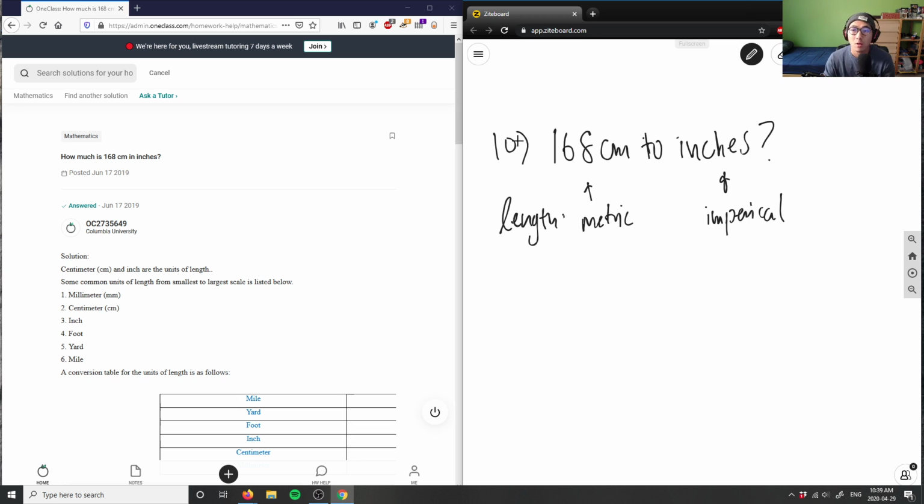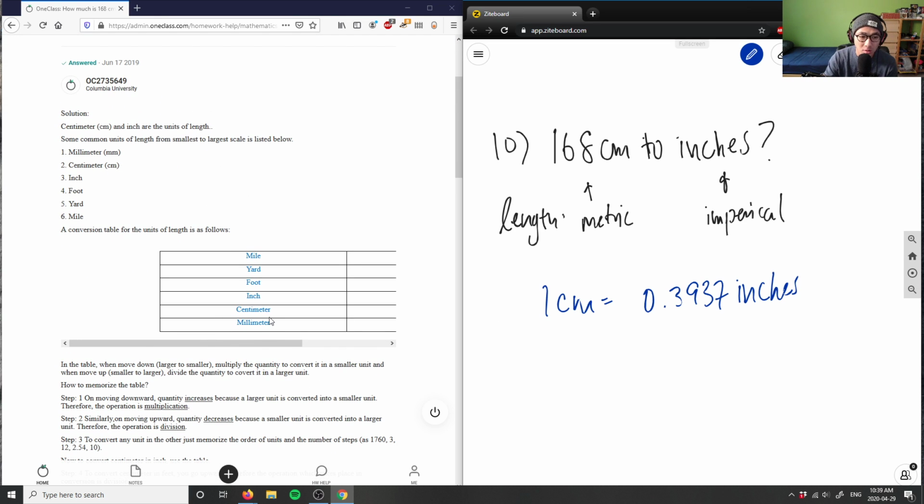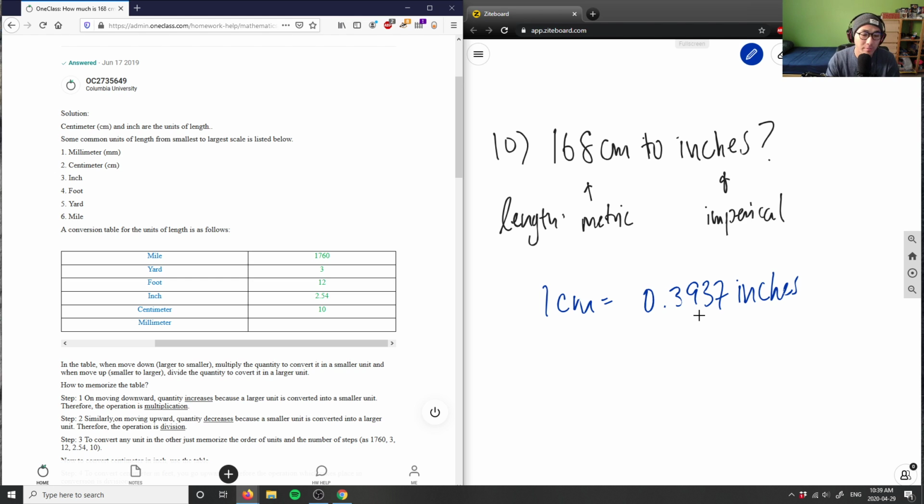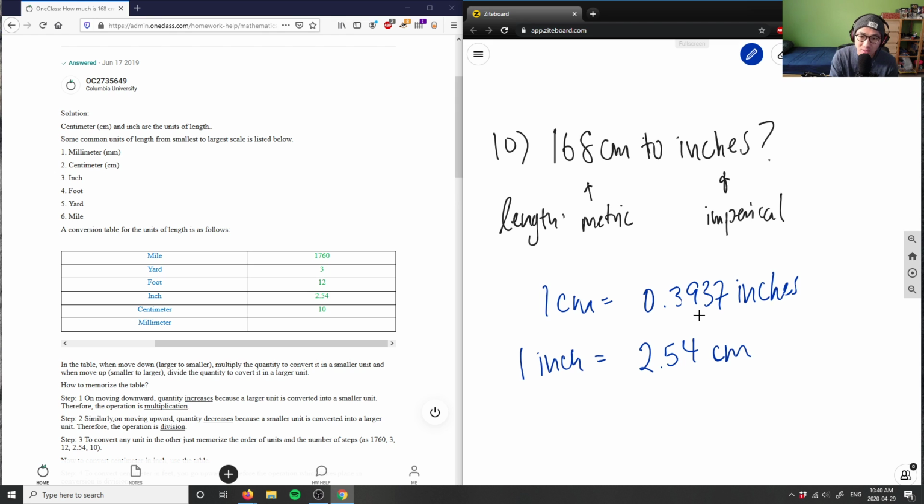So if we're converting between systems, we're going to get a different kind of number in terms of ratio, right? I would have to figure out how many centimeters are in an inch. So I need a conversion. I would have to know that 1 centimeter equals 0.3937 inches. It's basically 1 divided by 2.54, or if I flip it, 1 inch equals 2.54 centimeters. Either way, both of these conversions can help us.